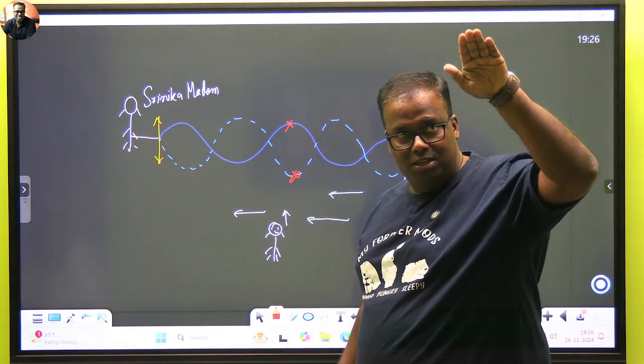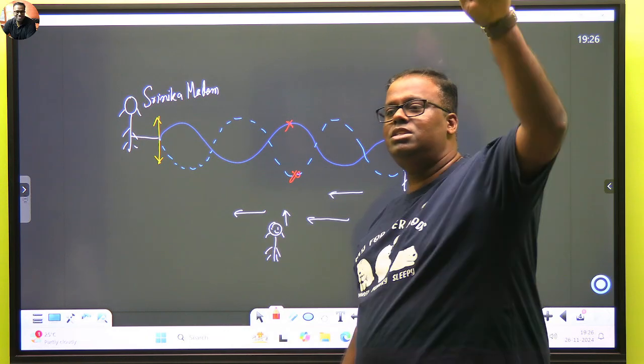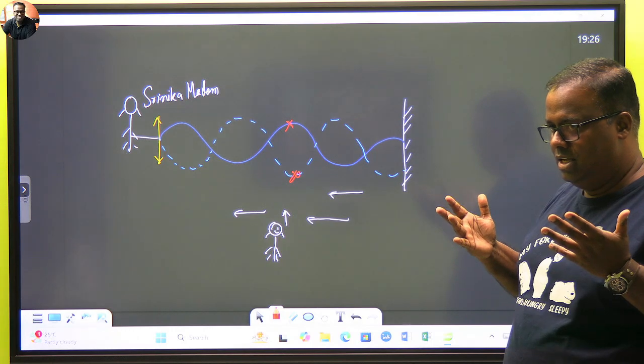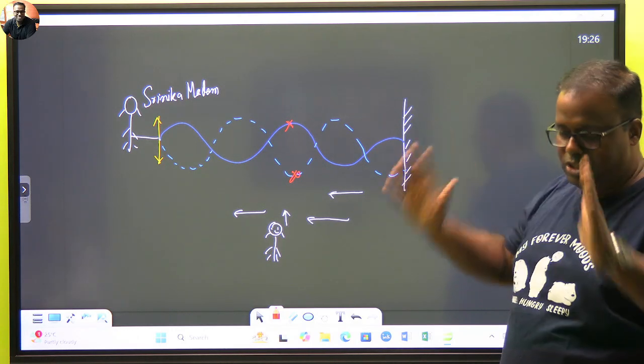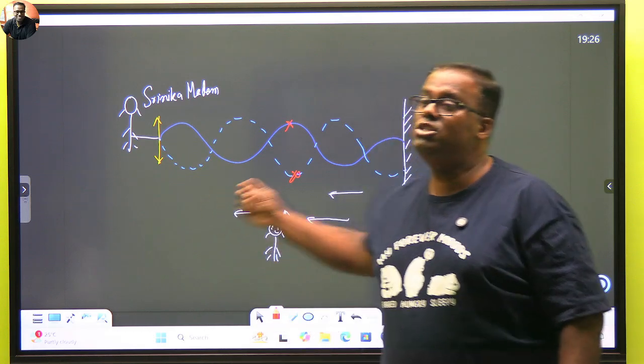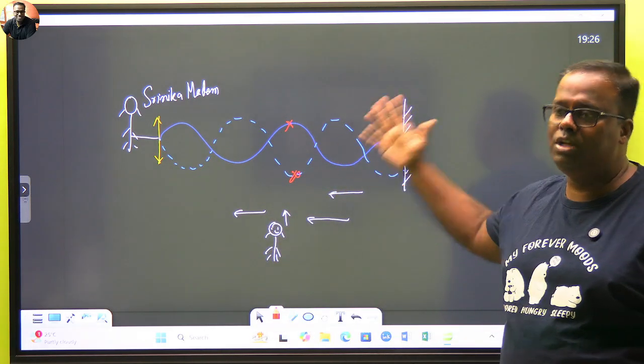Particles of matter remain at their respective positions and they just keep oscillating. How they keep oscillating, that we will discuss. So first thing, let us get into our mind: a wave is a periodic disturbance. It is the outcome of a periodic motion.